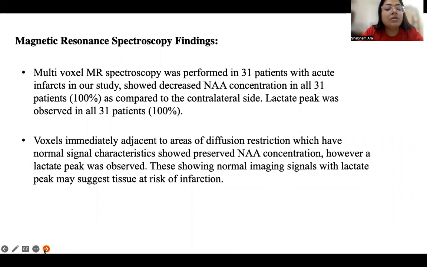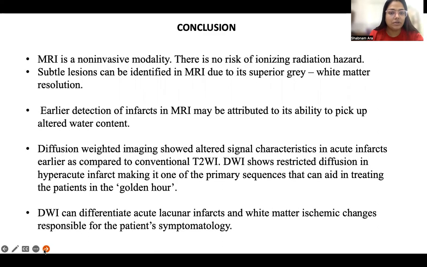The MR spectroscopy finding: multivoxel MRS was performed in 31 patients with acute infarct in the study and showed decreased NAA concentration in all 31 patients compared with the contralateral side. And the lactate peak was observed increased in all 31 patients. Voxel immediately adjacent to the area of diffusion restriction, which has normal signal on the MR image, shows preserved NAA concentration. However, the lactate was observed. So this is the salvageable area.